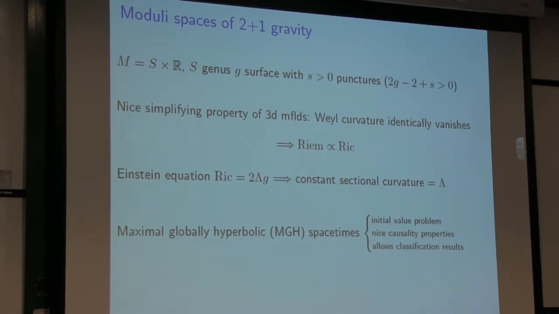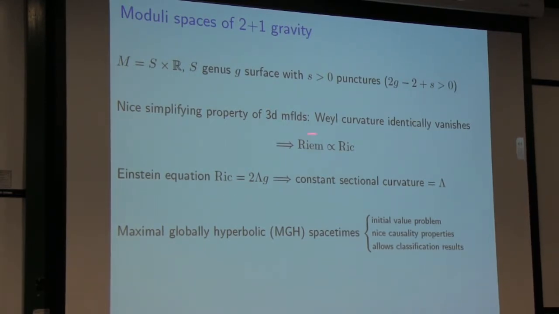So now we consider three-manifolds which are products of a surface, such as the one that we were considering up until now, and time. So this is the topological setting. And the very nice simplification that happens in three dimensions is that for any metric in three dimensions, the Weyl curvature vanishes identically. And therefore, the Riemann tensor is completely determined by the Ricci tensor.